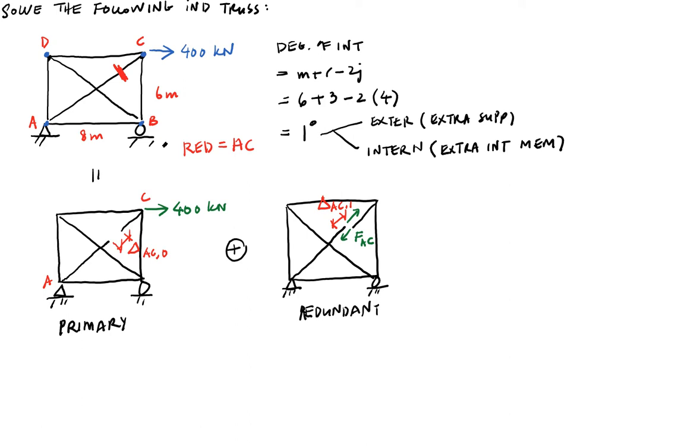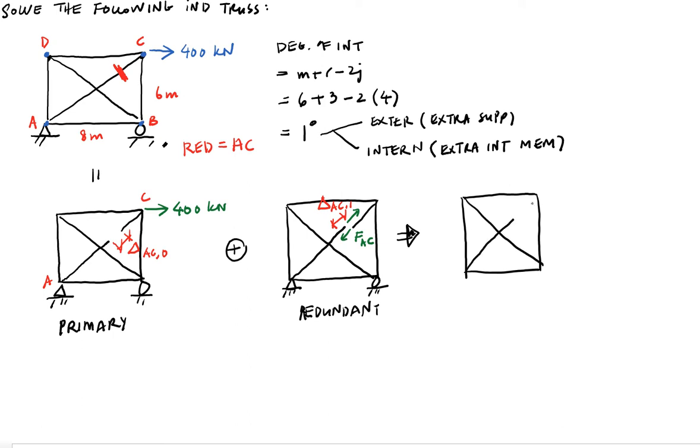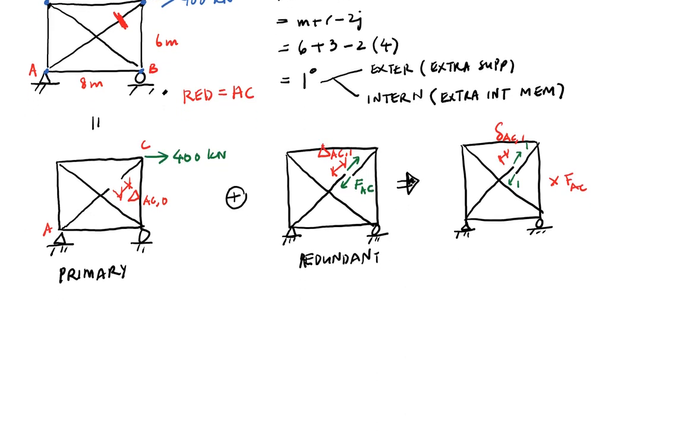Okay, and just like before, this redundant system can be represented by a unit load. Okay, so instead of applying FAC, you then apply a unit load 1. Okay, and the overlap will now become small delta AC1, and then you multiply the whole system by FAC. Okay, you will get the same system as your actual redundant. So we'll call this as your redundant system.